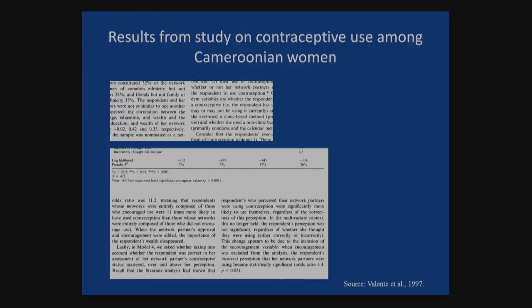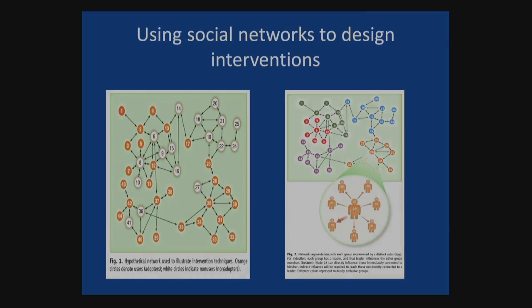And finally, you can see that there are lots of data on contraceptive use. This is another study done by Valente looking at contraceptive use among Cameroonian women. And again, we see that the relationship between networks and contraceptive use and attitudes towards contraceptive use is highly patterned by social networks. And using social networks to design interventions, this is a set of pictures out of the book by Valente, in which you could imagine, here are all networks, they're different colors kind of representing different networks, that if you had an intervention, you could just decide to do the intervention in one or two key people within each network. And they would then diffuse that information out.